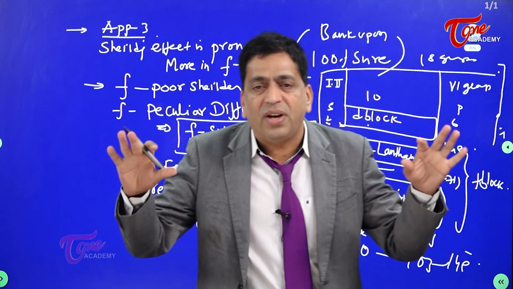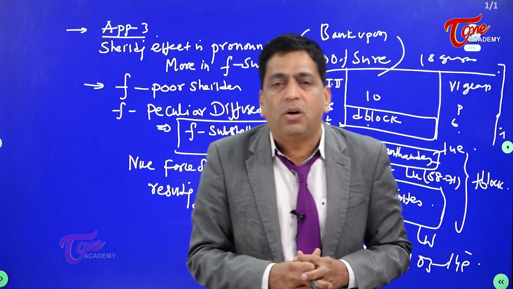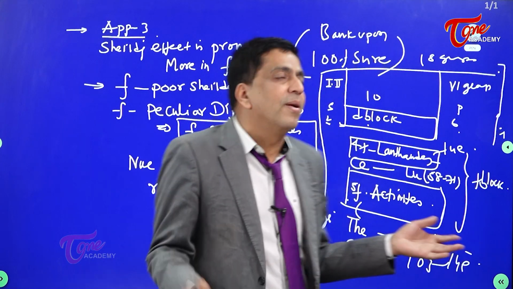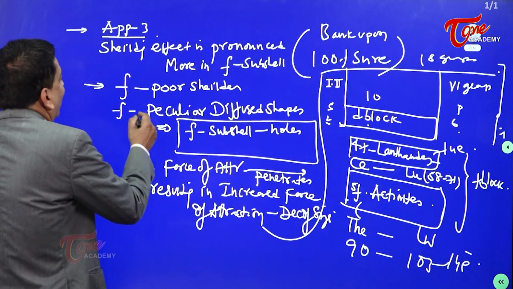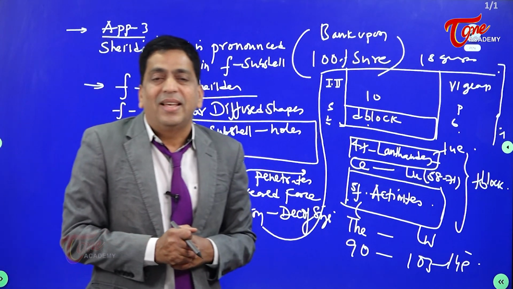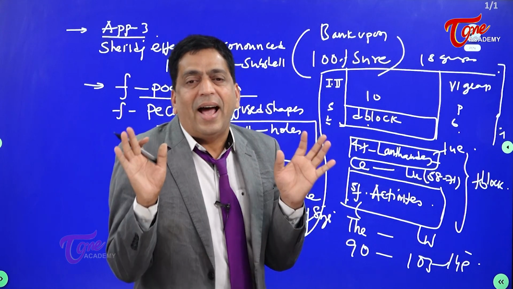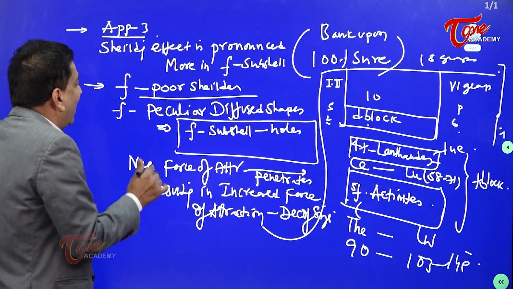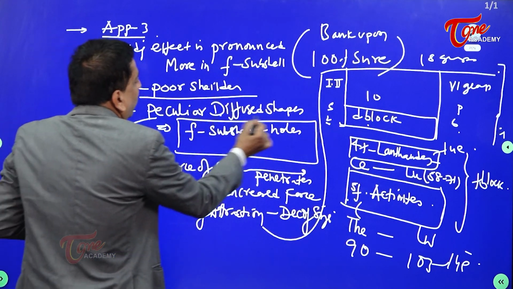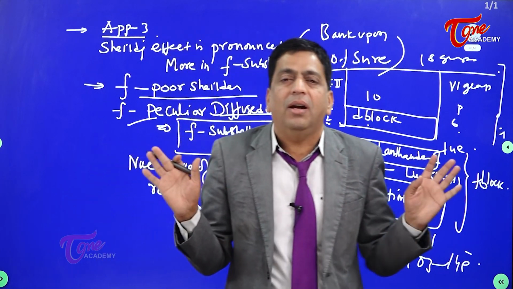And we know great features of F. We know the philosophy of F. Whoever enters in F, what happens we know. What is that we know? We know that it's a poor shielder. And why is it a poor shielder? It has very peculiar diffused shapes. They don't know the shape of the F orbital.